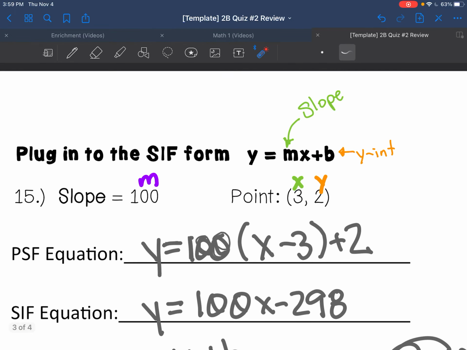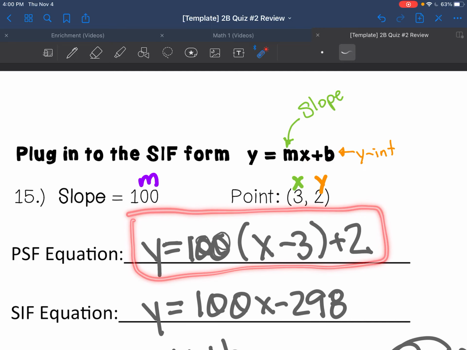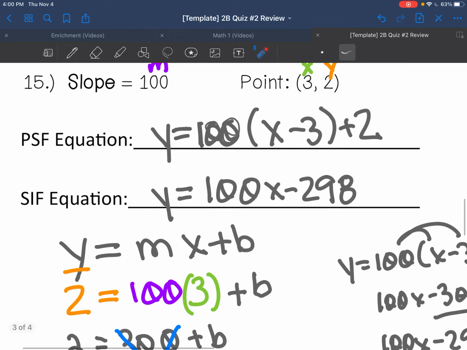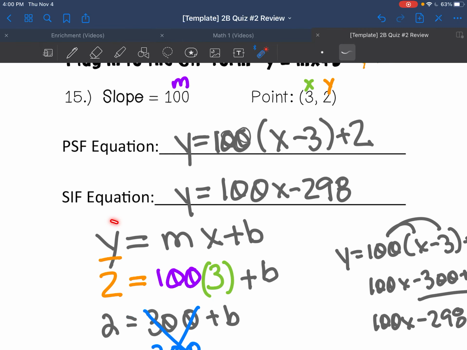In the next round, we plug into the slope-intercept form, which the basic form is y is equal to mx plus b. M is our slope, b is our y-intercept. So our slope represents the letter m, and in our point, the 3 is our x, the 2 is the y. When we write point slope form, we write it how we've been writing it. But when I plug this in, I have y equals mx plus b. So I change this y into a 2, because y is 2. I change this m into 100, because slope is 100. I change this x to a 3, because x is 3 from the point.